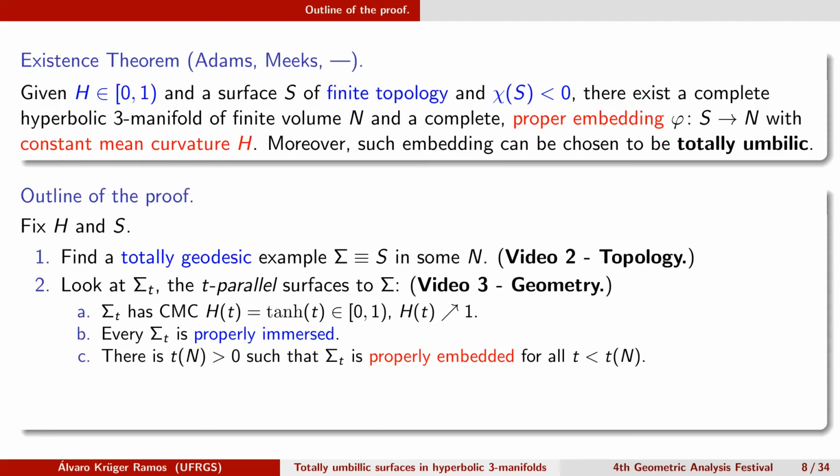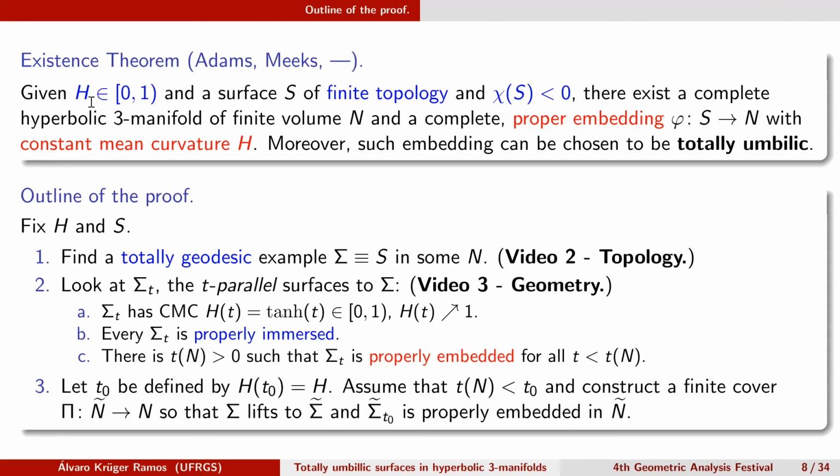And the third and last part of the talk will be to reach any value of h that you want. The idea to do that is, you find the t naught that you want to be embedded, and you assume that you cannot go that far, but then you construct a finite cover of your manifold so that the totally geodesic surface lifts, and the parallel surface, when you go that distance, is still properly embedded. And that's the outline of the proof of this theorem, and we will continue next.